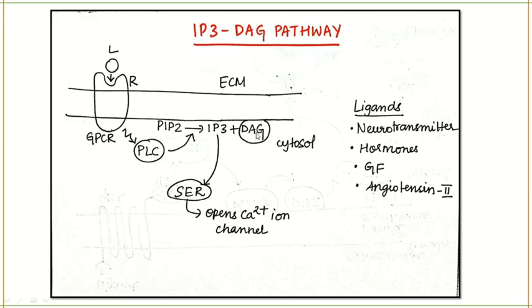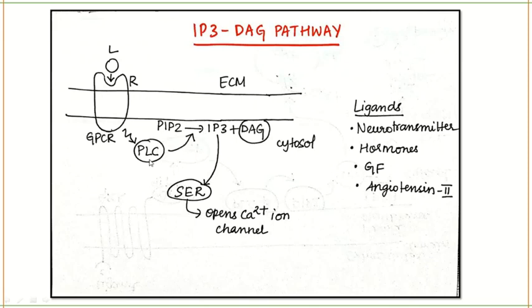This IP3 and DAG are secondary messengers. As I'm teaching you the pathways, we'll study several pathways, and I'll tell you what the secondary messengers are. Please note it down, because in the previous lecture itself, I told you that they might ask you a question like which of the following is a secondary messenger. They'll give you four options and you should be in a position to find out which is the secondary messenger. So whenever I'm telling you that this is important, note it down.